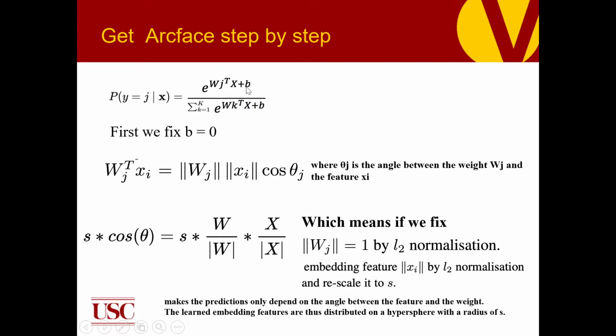If we first fix B equal to 0, then W transpose X can also be written as normalized W times normalized X times cosine theta. This normalization is L2 normalization, and theta is the angle between the weight W and the embedding feature X. So if we move the normalized W times normalized X to the left, we can rewrite the function as S times cosine theta equal to S times W divided by normalized W times X divided by normalized X. And this equation is pretty interesting. If we normalize the last layer's weight and the second-to-last layer's embedding features and multiply a scalar S, then the predictions depend only on the angle between the feature and the weight.